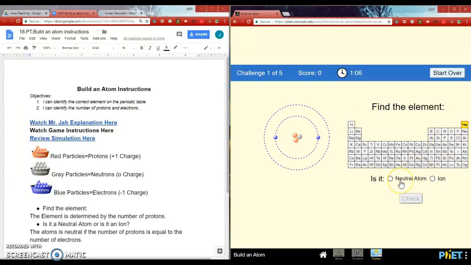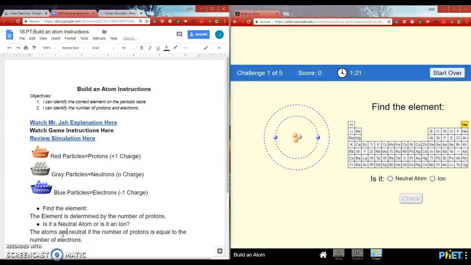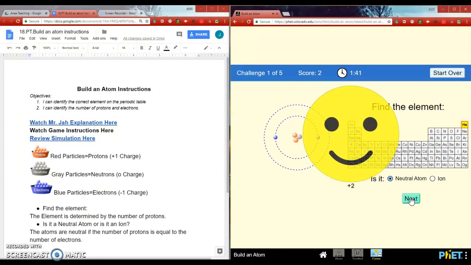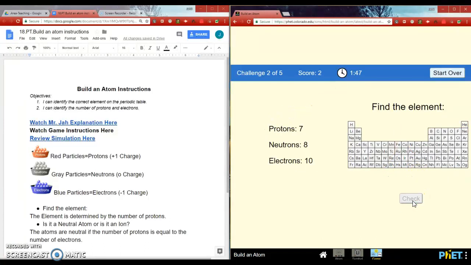The next question is neutral atom or ion. Now let's go ahead and read it. Is it a neutral atom or is it an ion? Atoms are neutral if the number of protons is equal to the number of electrons. So let's take a look. How many protons do you have? You have 2. And how many electrons? How many blue particles do you have? You also have 2. So this is neutral. Okay, now when you click it, the feedback you'll get if you get it correct is a smiley face. Let's move on to the next example.